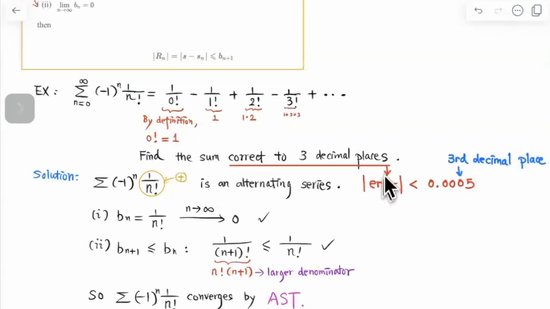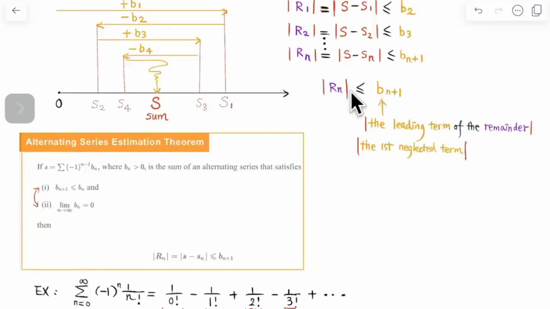So you want the absolute value of the error less than 0.0005, so you want this to be correct to three decimal places. You want the error to be less than 0.0005. The reason for that is adding or subtracting a number less than 0.0005 is not going to change this digit here at the third decimal place. And the alternating series estimation theorem we just talked about above says that the absolute value of the error, or the remainder, is less than or equal to the absolute value of the leading term in the remainder.